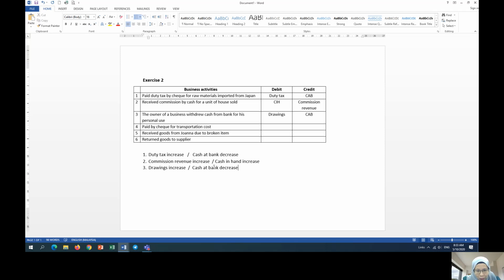Siapa yang tak faham dengan kita punya double entry, saya harap awak boleh refer balik kepada jadual double entry system yang saya dah share dengan awak sebelum ni.